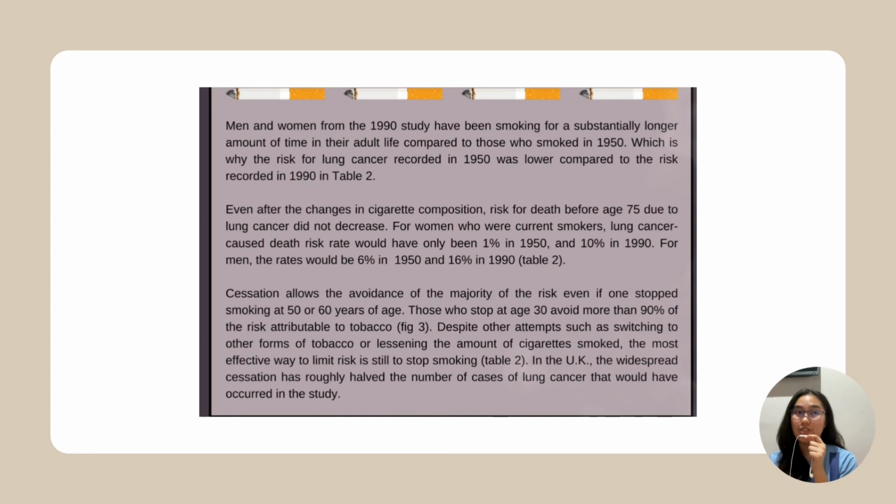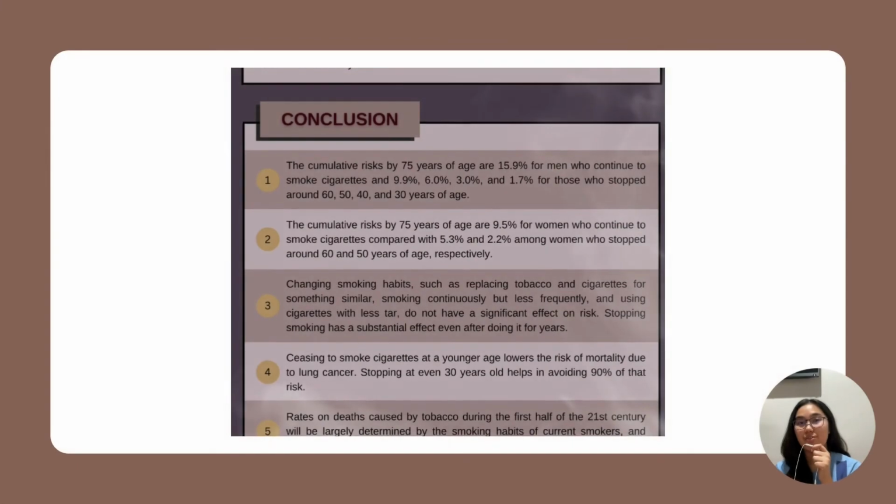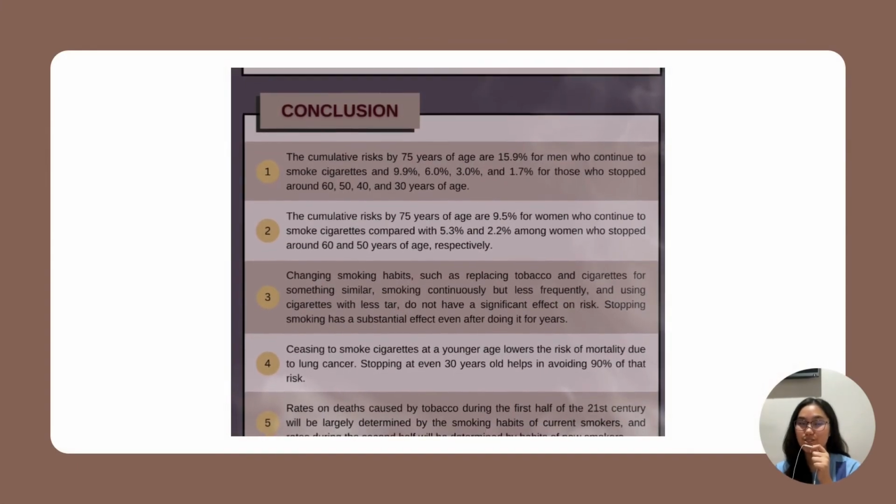Stopping allows the avoidance of the majority of the risk even if one ceased smoking at 50 or 60 years of age. Those who stop at age 30 avoid more than 90% of the risk attributable to tobacco. Despite other attempts such as switching to other forms of tobacco or lessening the amount of cigarettes smoked, the most effective way to limit risk is to still stop smoking. To conclude, these are the findings from the study and some insights into the future.